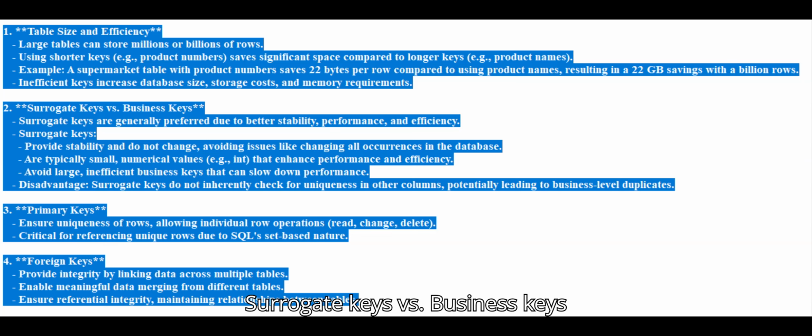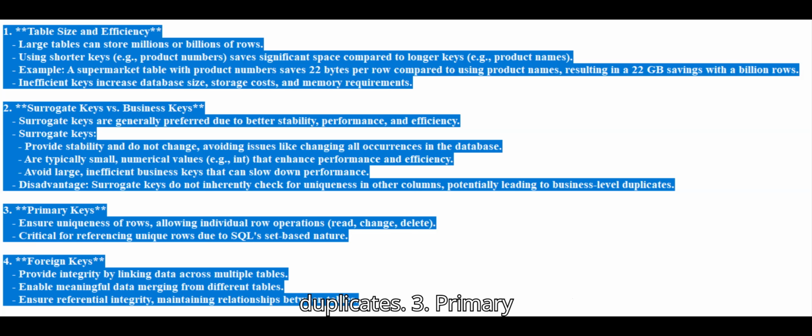2. Surrogate keys versus business keys. Surrogate keys are generally preferred due to better stability, performance, and efficiency. Surrogate keys provide stability and do not change, avoiding issues like changing all occurrences in the database. They are typically small, numerical values, e.g., int, that enhance performance and efficiency. They avoid large, inefficient business keys that can slow down performance. Disadvantage: surrogate keys do not inherently check for uniqueness in other columns, potentially leading to business-level duplicates.